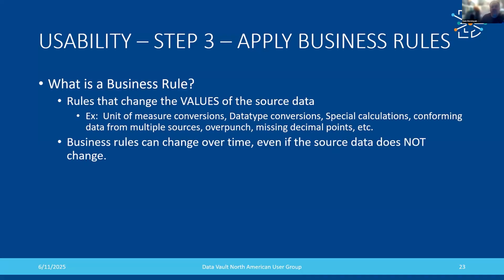And secondly, they can change over time on their own, unrelated to the data sources. Why is this? Because business rules come from your business, the people that you work for, that you're building the data vault for. They're the ones who come up with these rules because they're telling you how they want to see the data. So regardless of how it comes to them in the sources, this is how they want to see it. So they can change at any time, whether the source changes or not.